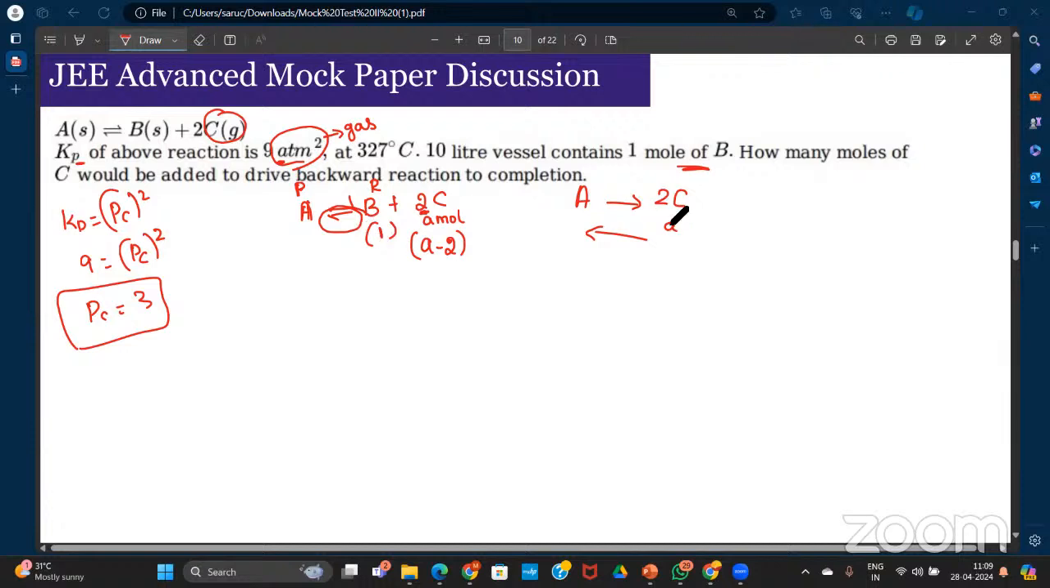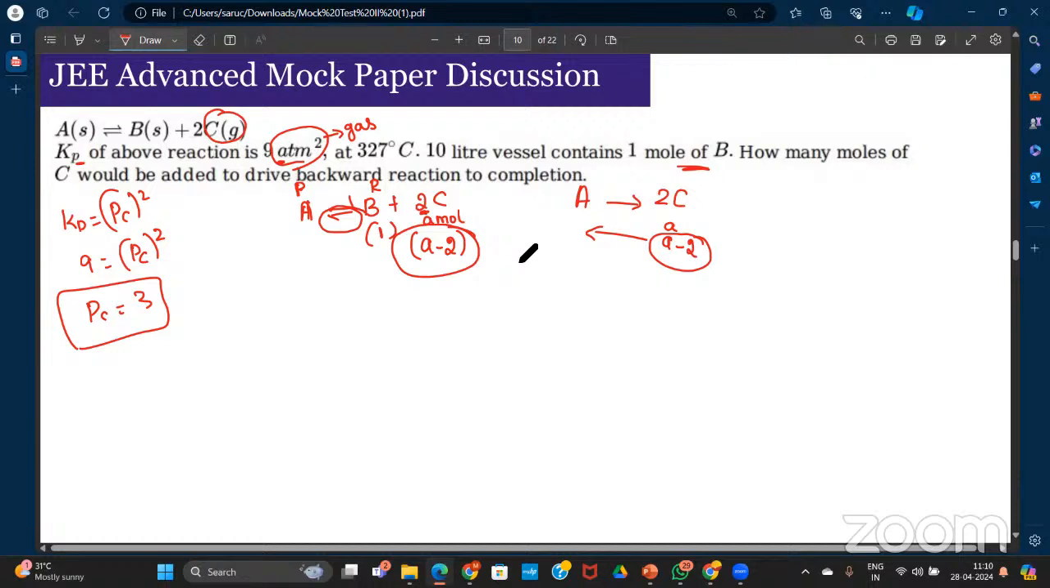Yes. So now it will be A minus 2. Okay, it is giving back A. So therefore it will be A minus 2. Got this? Okay, fine. Now, to find out the concentration: concentration is equal to A by 2. Now you have to find out how many moles of C would be added to drive back the reaction. So you have to find out the number of moles.